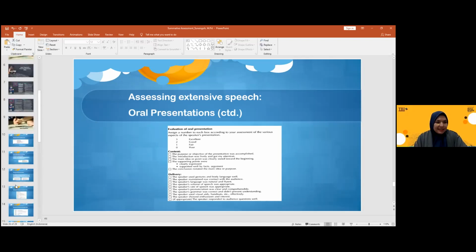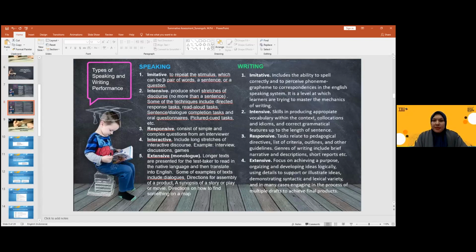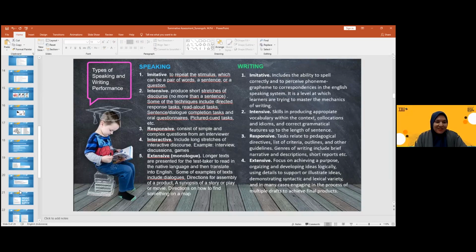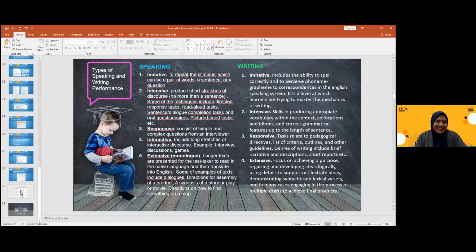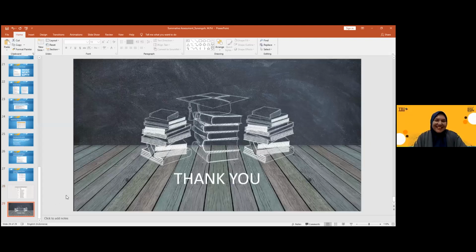How about writing? How about writing activities, and this is an example of a rubric. I have already finished. This is an example classified as very good, fairly, less, and not. Thank you. We can just discuss writing skill in the question and answer session.